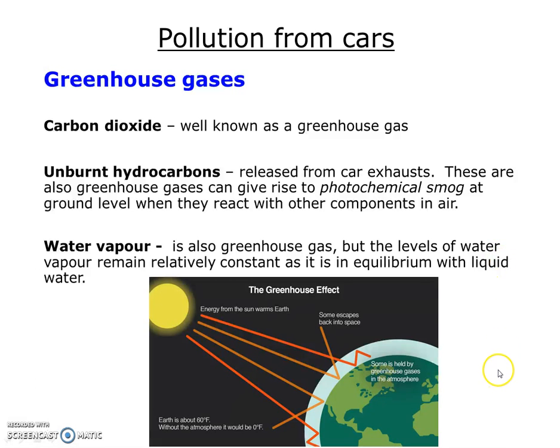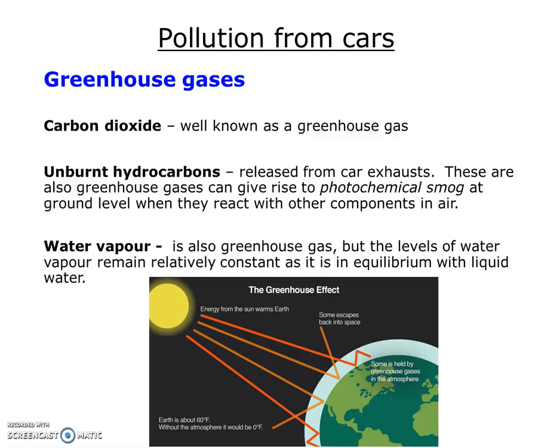Now, water vapor, you probably don't know, is also a greenhouse gas, but because water vapor is in equilibrium with liquid water, i.e. rain, it's not considered as much of an issue here. Now, the greenhouse effect. What actually happens is that the sun heats up the surface of the earth. When the sun moves to the other side of the world, the heat energy is radiated back out from the surface of the earth. Now, heat energy is actually called infrared radiation.